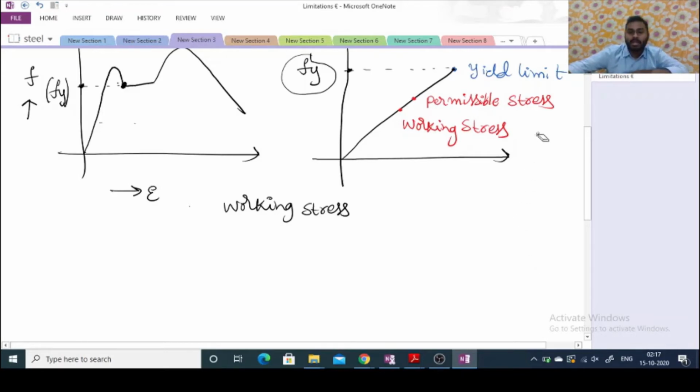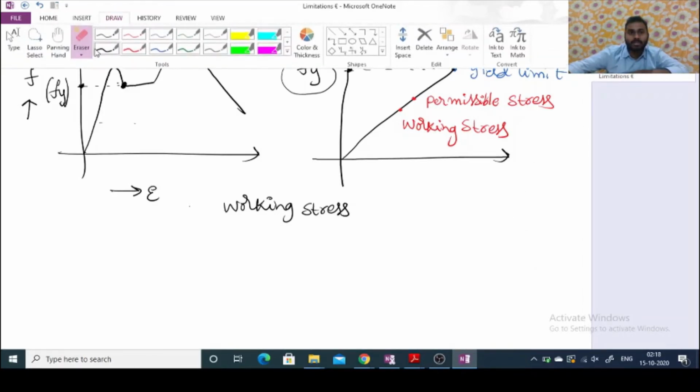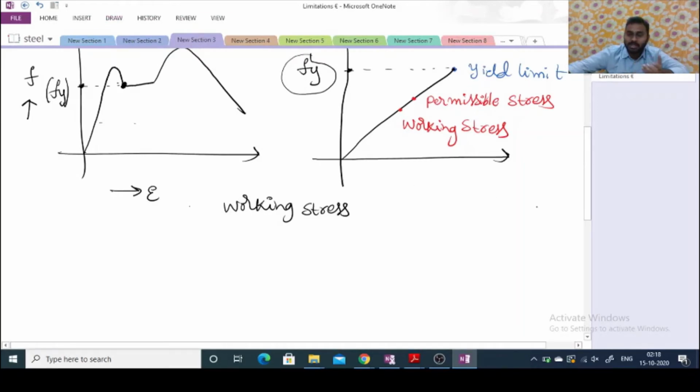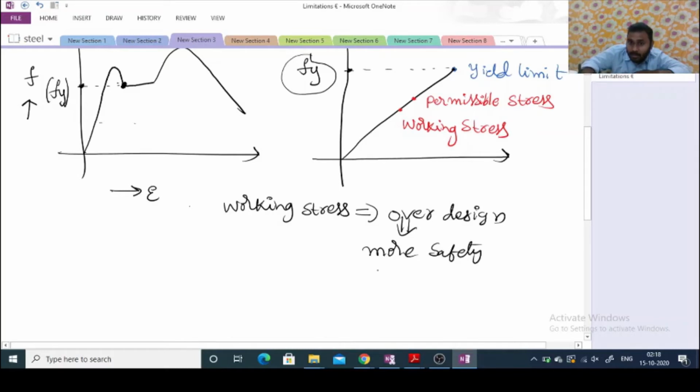Here in the design of steel structures by the working stress method, we are going to use working stress, which is much less than the yield limit. Hence, this working stress results in a weaker design. Weaker design means more safety, that is larger sections, hence it finally results in uneconomical design.